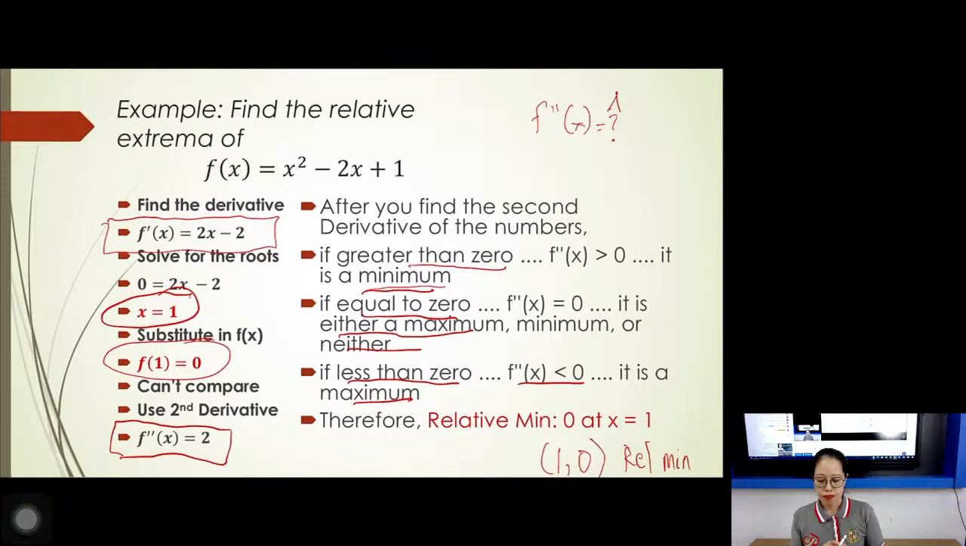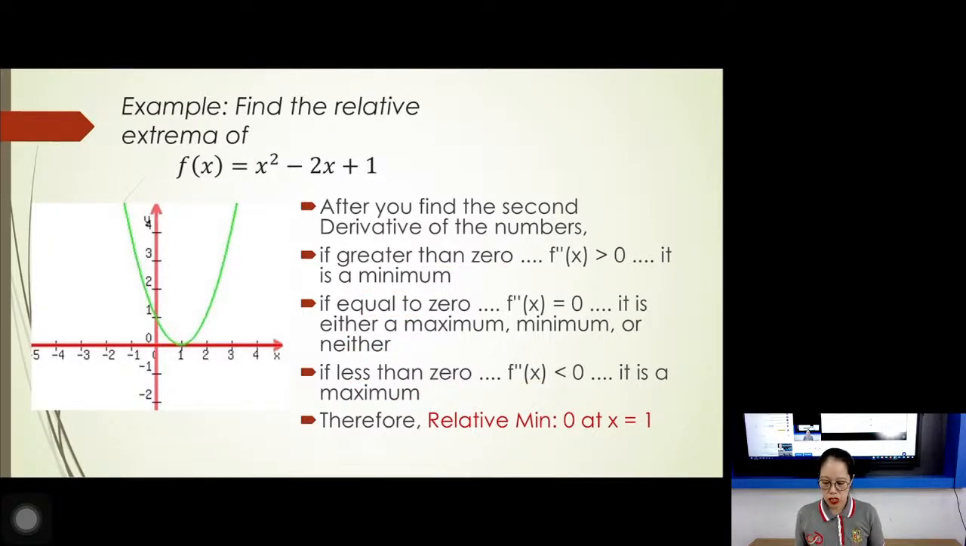So let's see. This is the graph of our given example number 2. You can see here that our graph shows it's really on its minimum, the relative minimum. The point is at the minimum point of our function. So relative min at x is 1 and y is 0. That's how we're going to get the relative min and max.